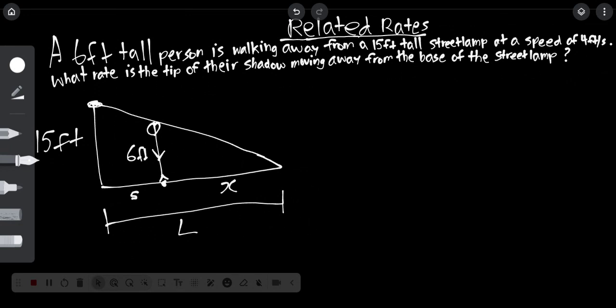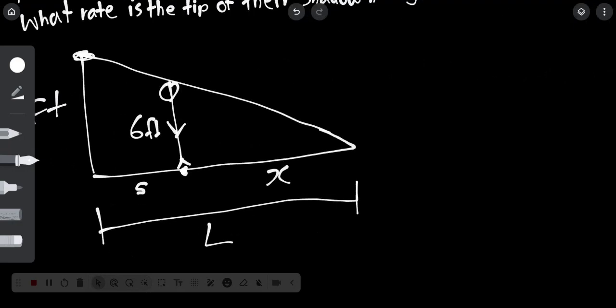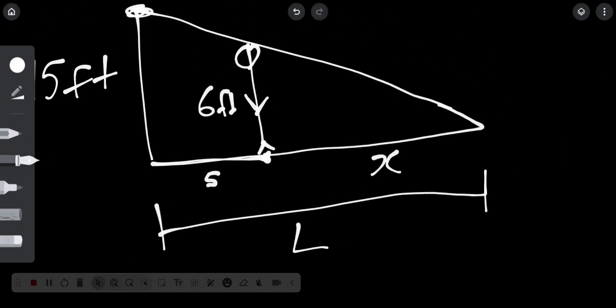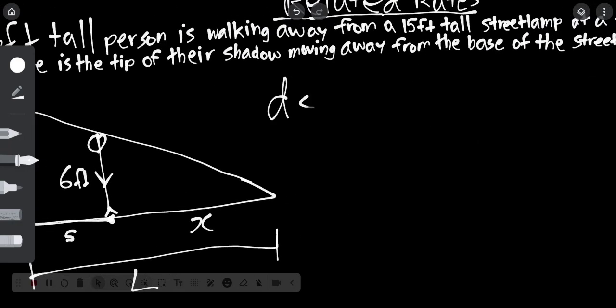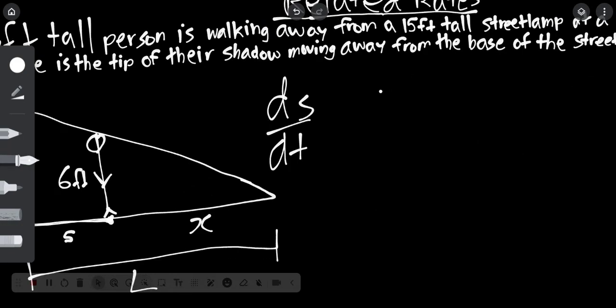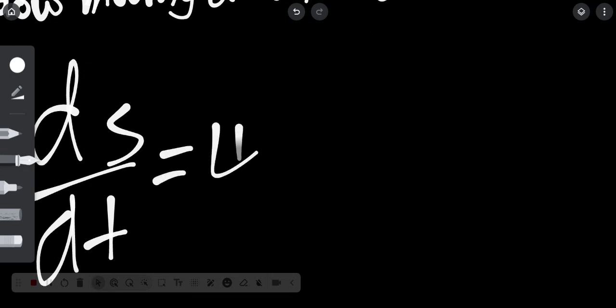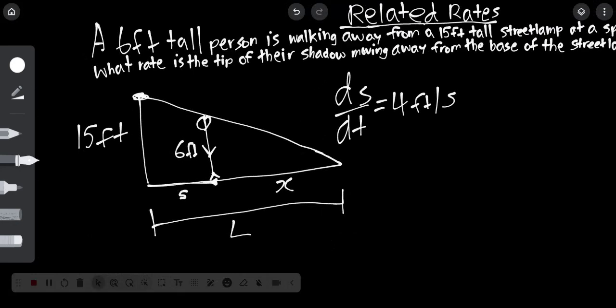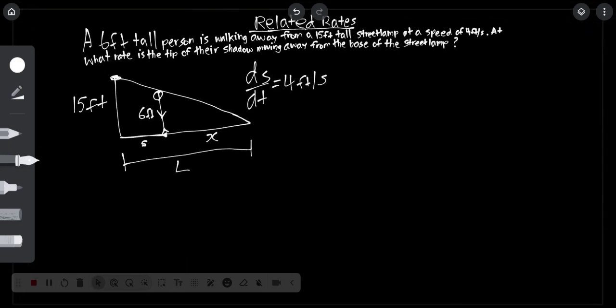Is that relating to ds/dt or dx/dt? Well, if you think about it, it's actually ds/dt because he's moving away from the street lamp. So it's directed towards the street lamp right here. So ds/dt, as we're given, is 4 feet per second.